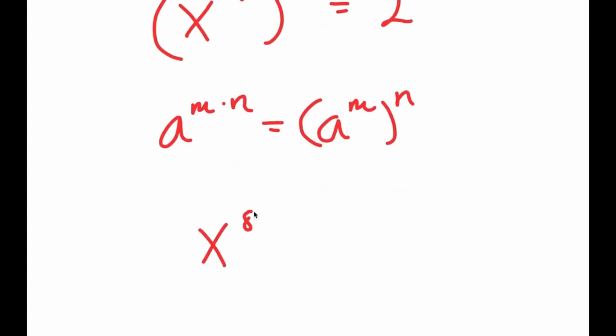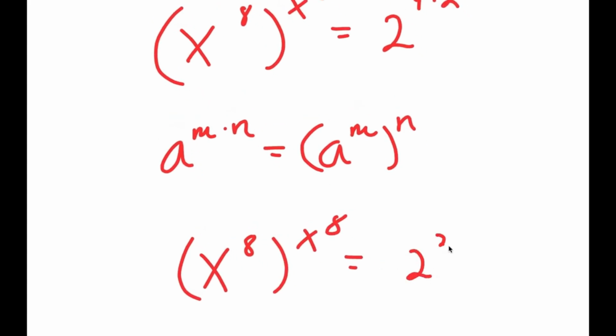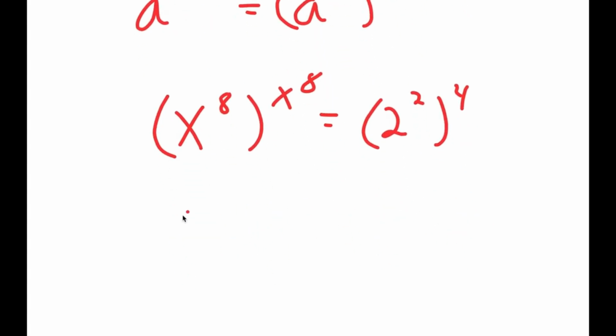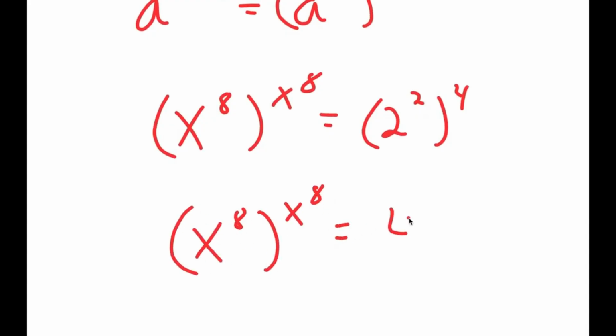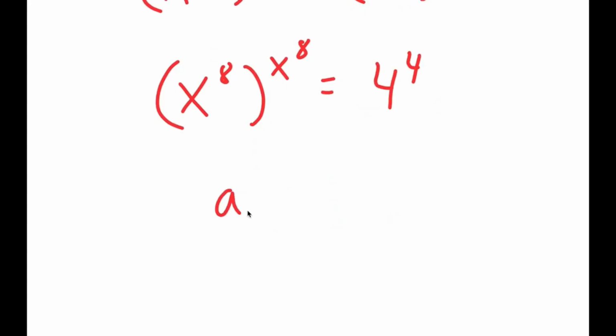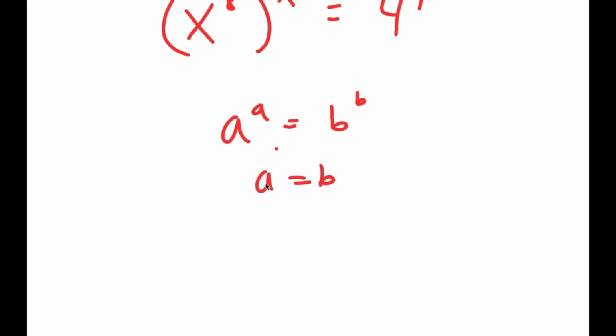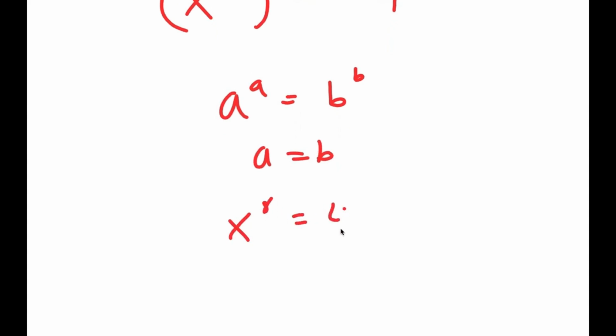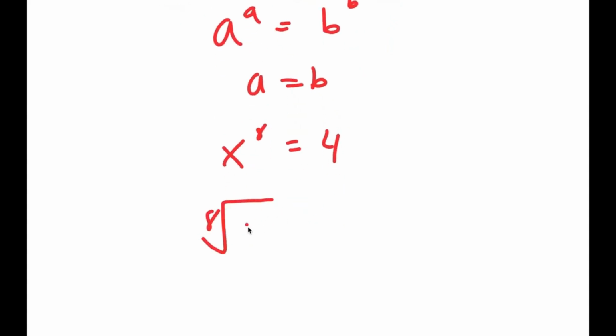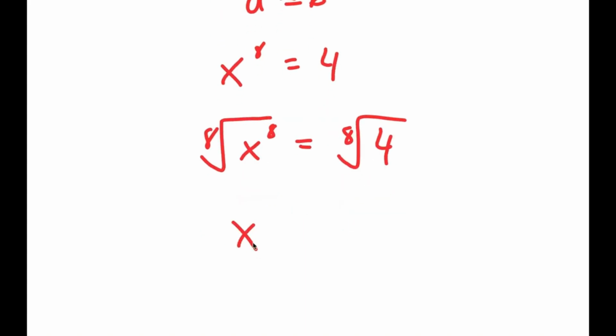So this turns into x to the power of 8 to the power of x to the power of 8 is equal to 2 squared to the power of 4, meaning x to the power of 8 to the power of x to the power of 8 is equal to 4 to the power of 4. And because it's in the form a to the power of a is equal to b to the power of b, this means that a is equal to b. So x to the power of 8 is equal to 4. And if I take the 8th root on both sides, I get x is equal to the 8th root of 4.